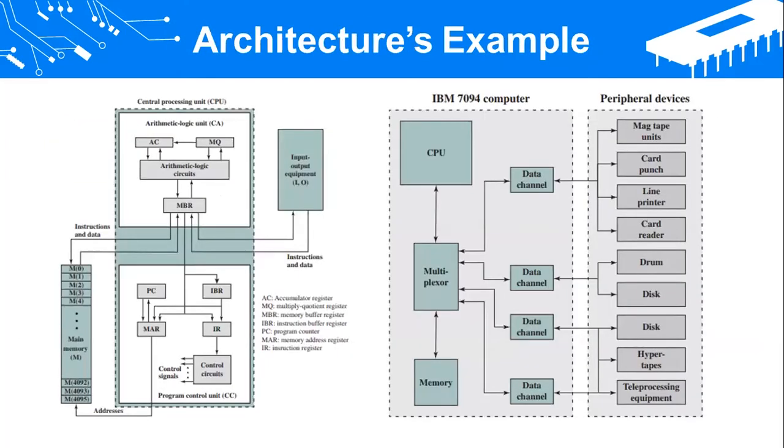And this is an example of the architecture. There are two architectures over here. The first is from the first generation, which used vacuum tubes, and on the right is the IBM 704 computer.